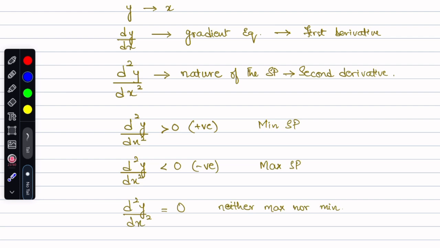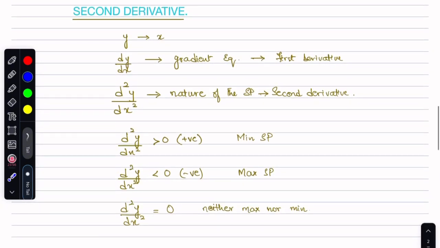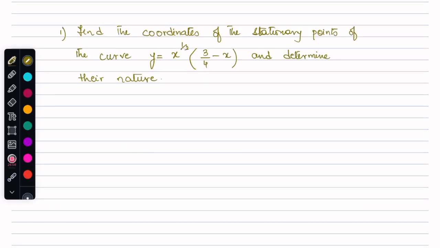So this is how we shall be defining the nature of the curves with respect to the second derivative. So let's do an example to clarify the concept. Question 1. Find the coordinates of the stationary points of the curve y equals x to the power 1 by 2 times (3 by 4 minus x), and determine their nature. So we can see that in this question, two things are being asked.